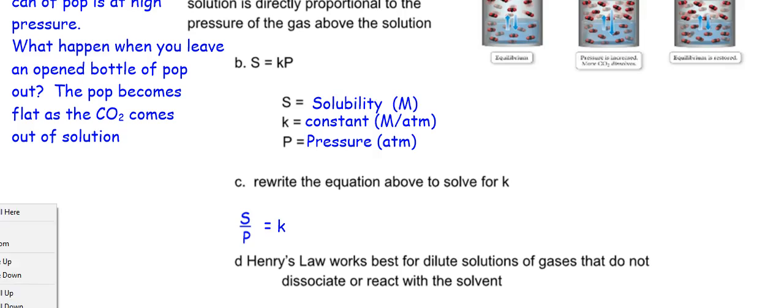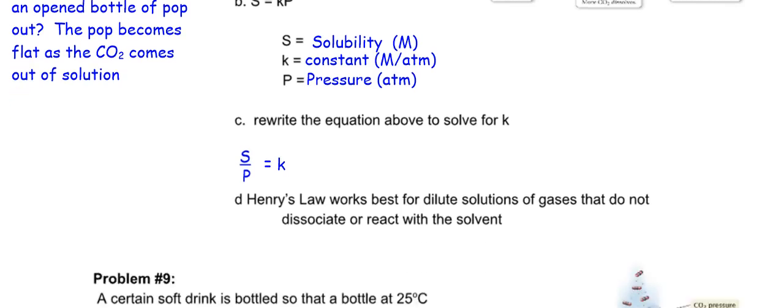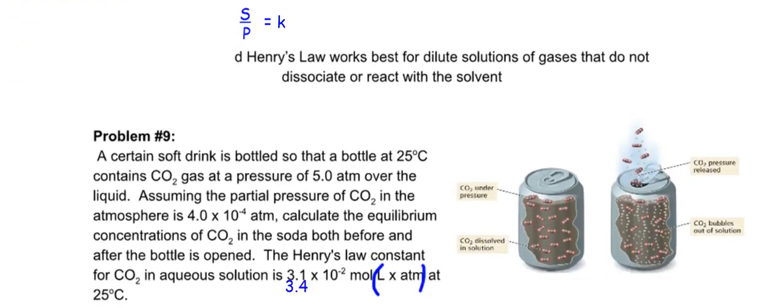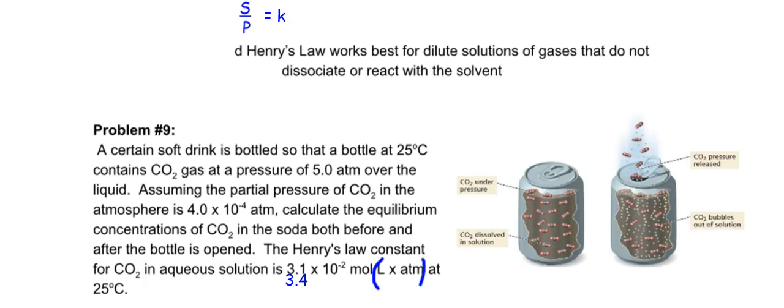All right, so problem number 9. It says, a certain soft drink, I told you about that, is bottled so that the bottle at 25 degrees contains carbon dioxide gas at a pressure of 5 atm. That's what the bottlers did over the liquid. Assuming that the partial pressure of carbon dioxide in the atmosphere is 4.0 times 10 to the negative fourth atm, calculate the equilibrium concentrations in the soda both before and after the bottle is opened.